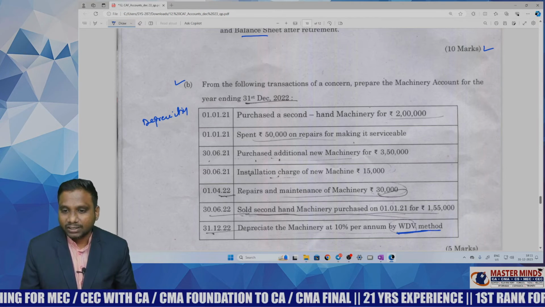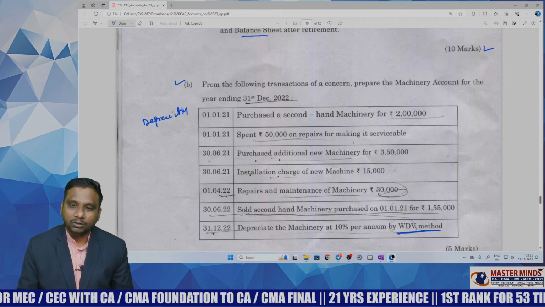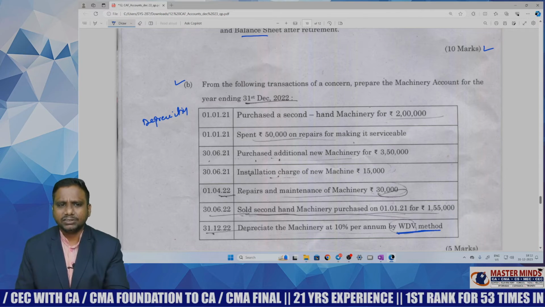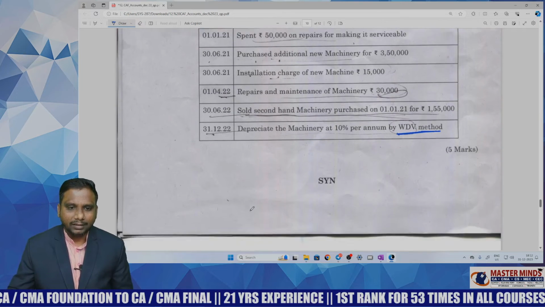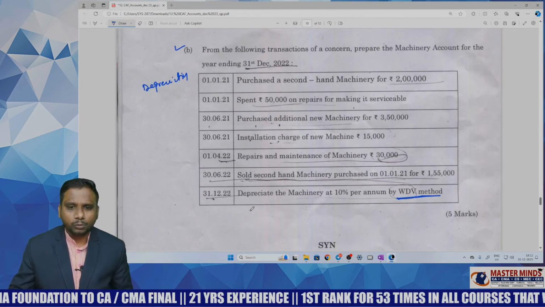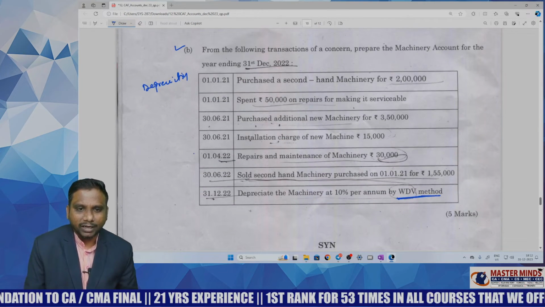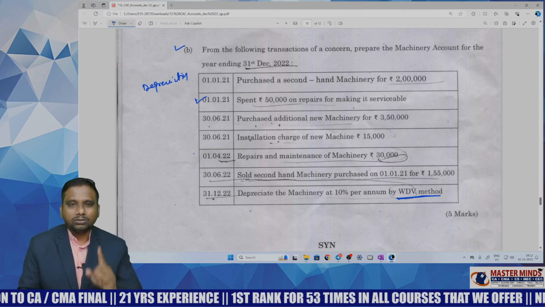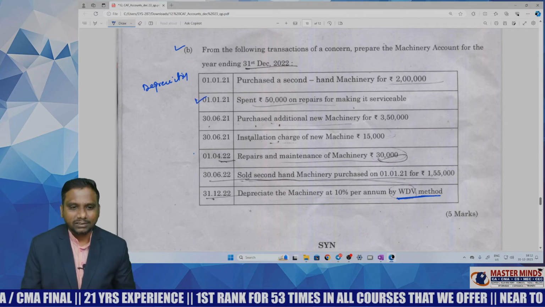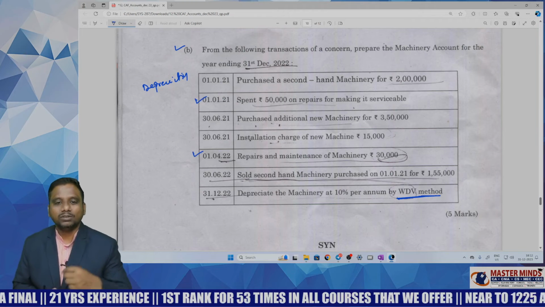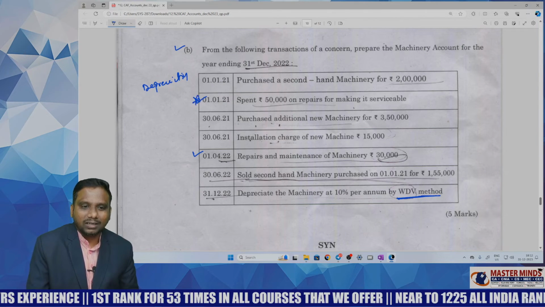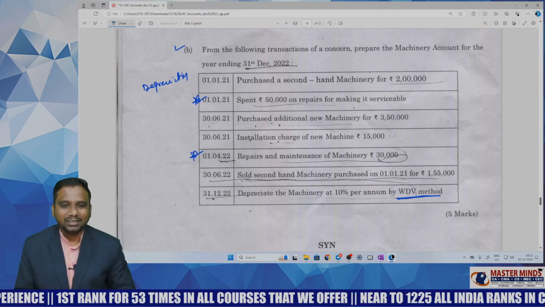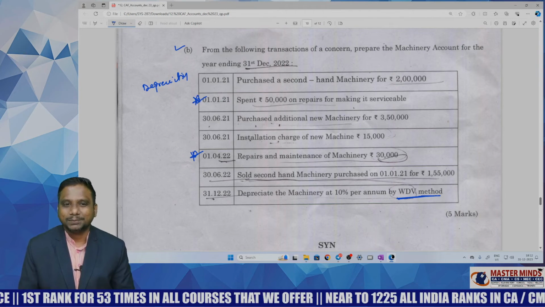Depreciation is also the WDV method. Very limited transactions, WDV method. You can comfortably do it. And here you have to be very careful. Look here, on 1/1/2021 they spent on repairs. Again on 1/4/2022 they spent on repairs. So you have to be careful with the treatment of the first one and the second one. Yes or no, students? Yes.